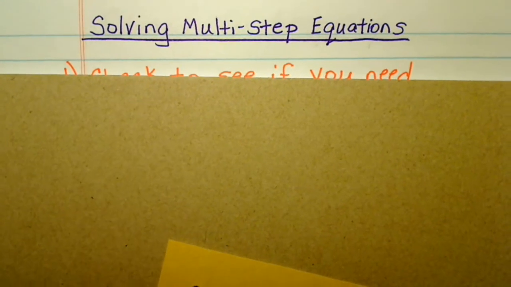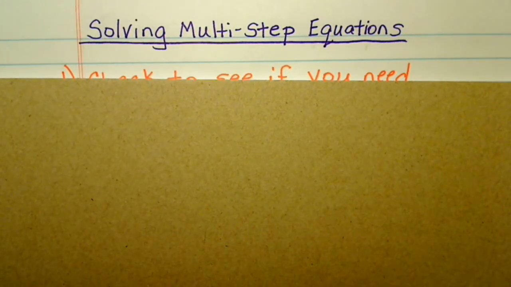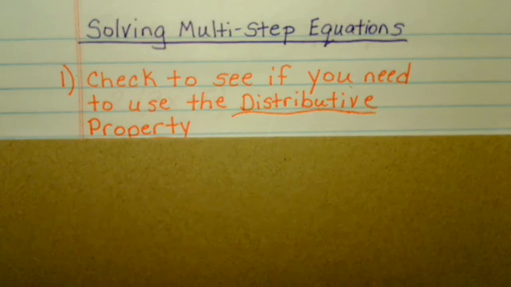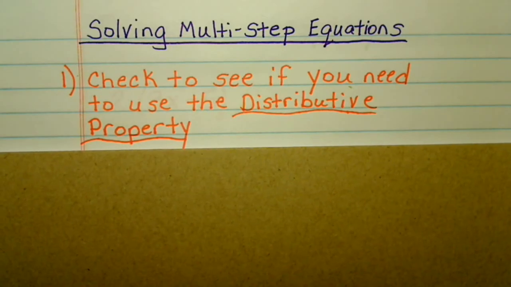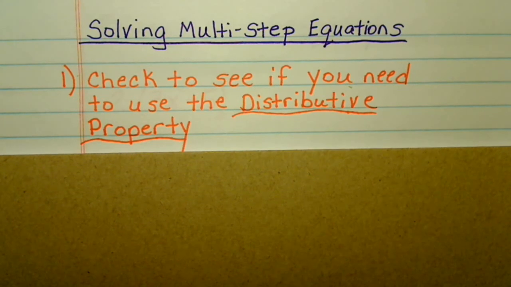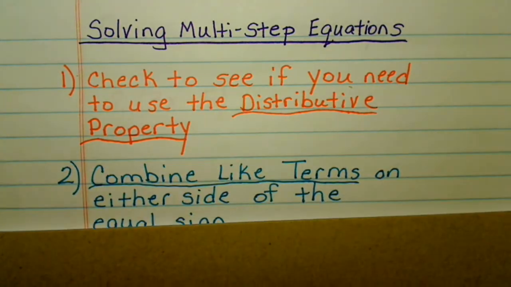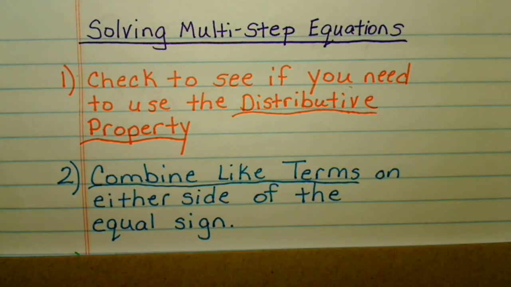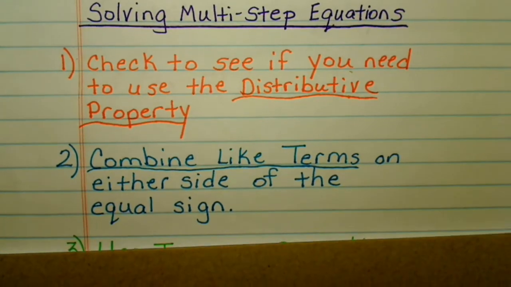In solving multi-step equations, let's look at what the different steps are that you have to follow. The first one is to check and see if you need to use the distributive property on either side of the equal sign. Step 2 is to combine like terms on either side of the equal sign, and not across the equal sign, but on either side. All right.